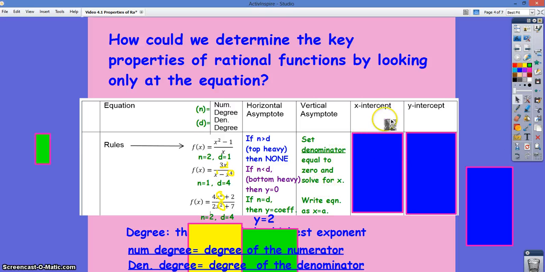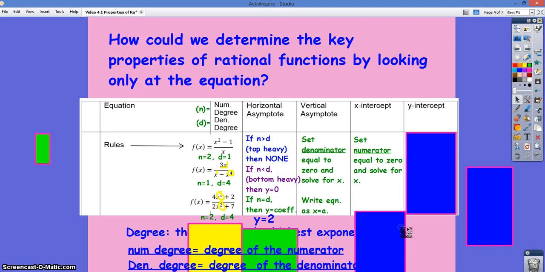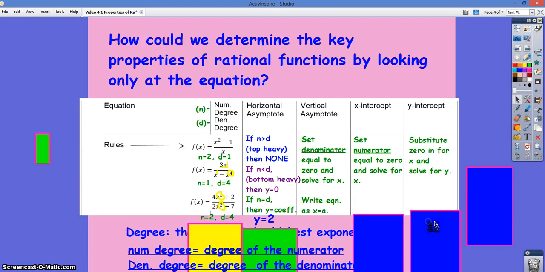Now, how do we find the x-intercepts and the y-intercepts? It's the same as any other function. If you wanted to find the x-intercept of a linear function, what would you do? Remember, x-intercept means that y equals 0. So when we're solving for an x-intercept, we're going to set the numerator equal to 0 and solve for x. To find the y-intercept, we're going to substitute 0 in for x and solve for y.